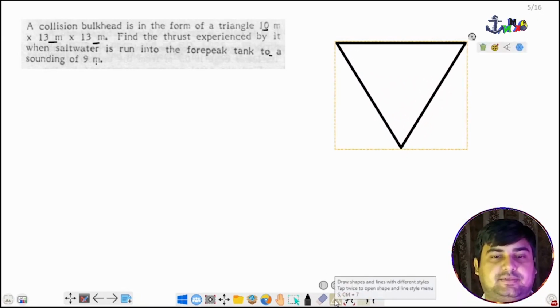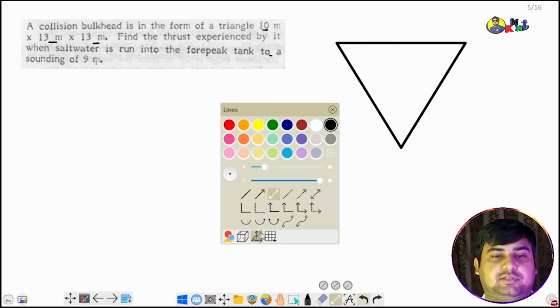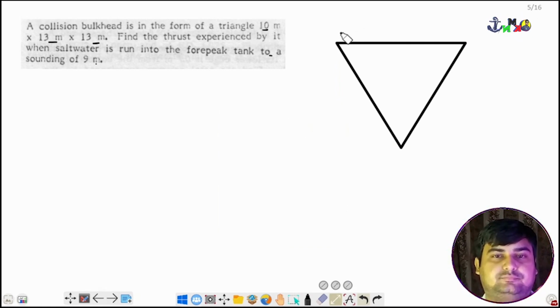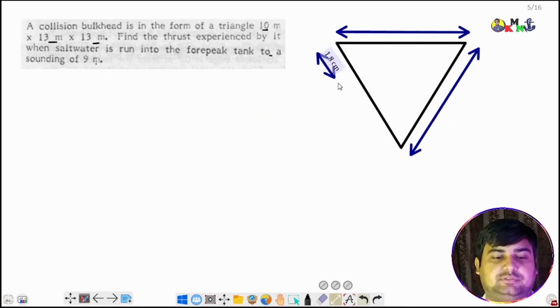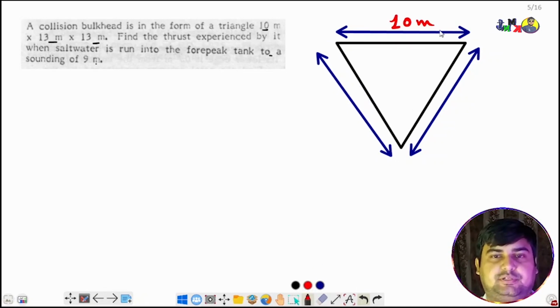So this is a triangle. Now we will label it first. So this is 10 meters, this is 13 meters and this is 13 meters. Find the thrust experienced by it when the salt water is run into the fore peak tank to a sounding of 9 meters. So we need to mark.